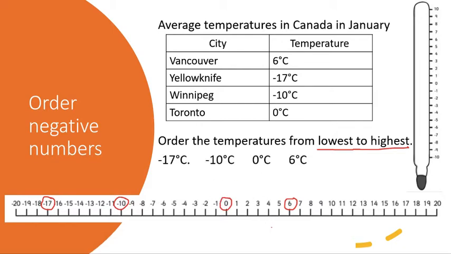It'd be good if my computer works. Oh, there we are. So ordering from lowest to highest. And we can, if we wanted to, match up the cities. So minus 17 degrees C is Yellowknife, minus 10 degrees C is Winnipeg, 0 degrees C is Toronto, and 6 degrees is Vancouver. Vancouver is the warmest out of these cities in January. And Yellowknife is the lowest, minus 17 is the lowest.